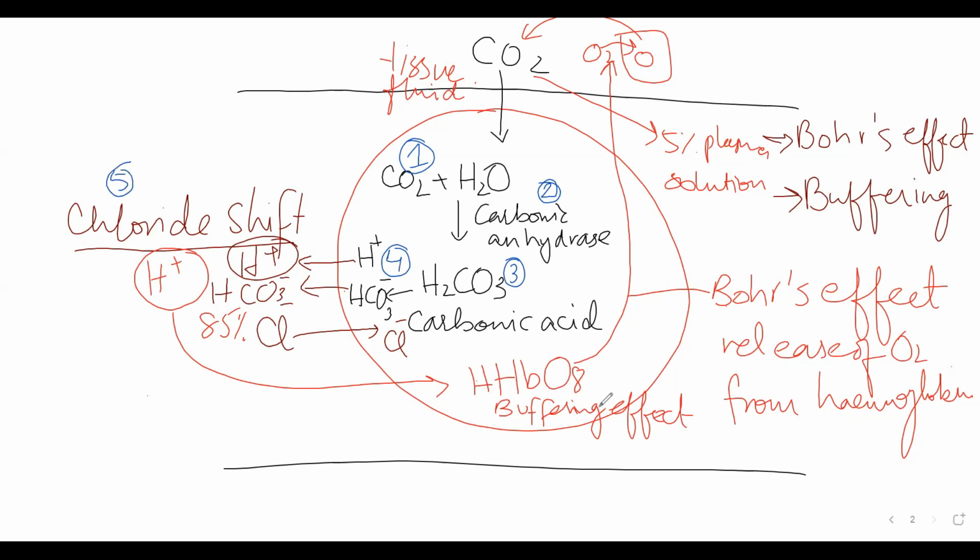And this chloride shift will cause the carbonates to come out and the chloride ions will go in. And with that removal of the carbonates outside the red blood cells, hydrogen ions will also come out to prevent the damage to the carbonic acid, right? And when this hydrogen ion concentration increases in the plasma, these hydrogen ions are accepted by hemoglobin to produce a buffering effect.